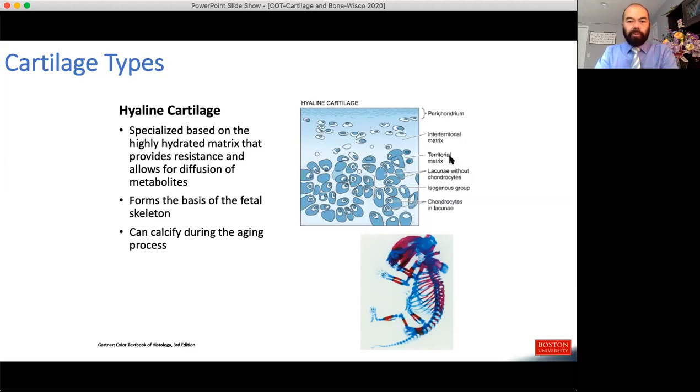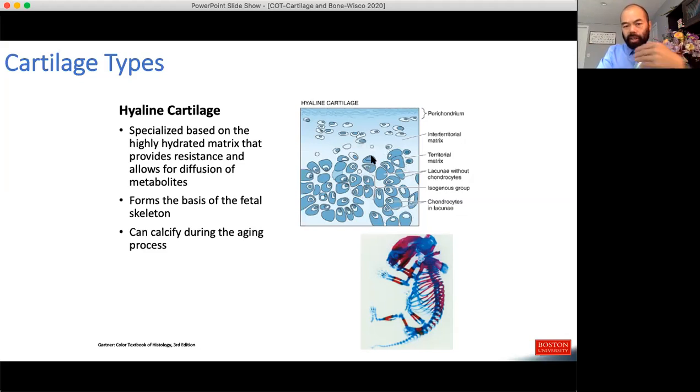The matrix that they produce is classified as two different types. The territorial matrix is the matrix that immediately surrounds the lacunae, and it has the densest amount of glycosaminoglycans that are soaking up the water, and other molecules that are doing that are part of that. So it tends to stain darker purple, and that's because there's a higher concentration of those molecules. The interterritorial matrix is just the more diffuse part of that matrix between the isogenous groups, right?